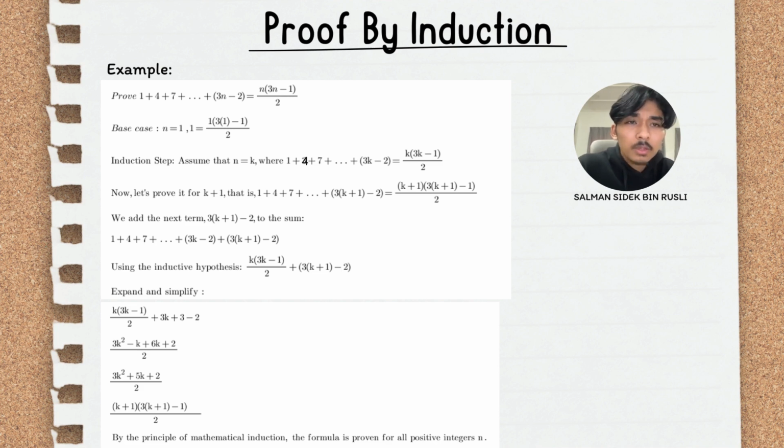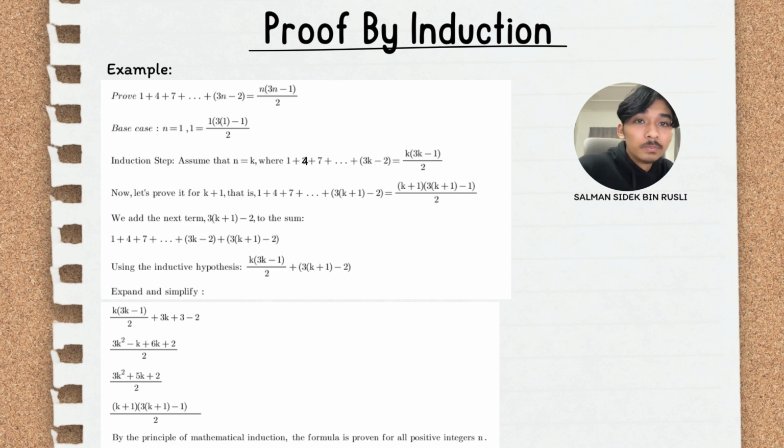So it would be 1 plus 4 plus 7 plus ... plus (3 times (k plus 1) minus 2). So it will be (k plus 1) times (3 times (k plus 1) minus 1) divided by 2. Right, so now we add the next term, where 3 times (k plus 1) minus 2.